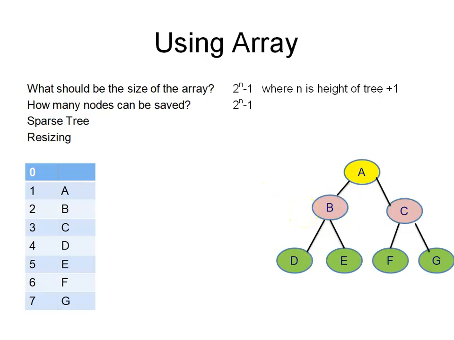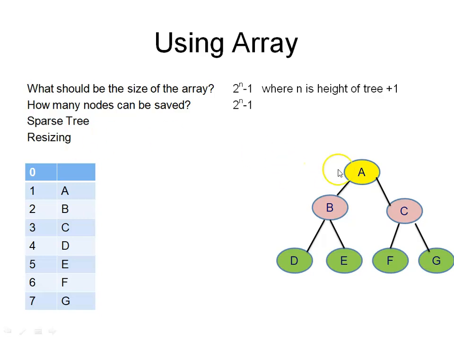Suppose there are only 5 nodes in the tree, and I'm storing for a depth of 4 or 5. In that case, it will lead to a lot of wastage. If your tree is skewed or some of the children are missing, a lot of wastage will happen. And what if the size of the tree is going to grow beyond this array of size 8? In that case, we require resizing. We need to redeclare an array and reassign all the nodes to that new array.